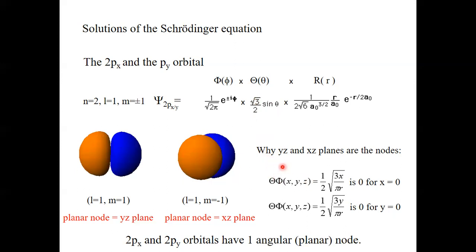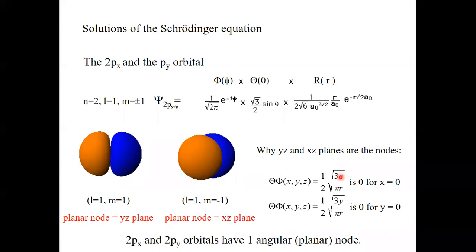Okay. Then for the px orbital, the product would be a half times the square root of 3 over pi times x over r. And for the py orbital, this product would be a half times the square root of 3 over pi times y over r. So again, we need to think about, well, under which conditions would that term here become 0? Well, for the px orbital, it becomes 0 when x is equal to 0. So x is equal to 0 in the yz plane.